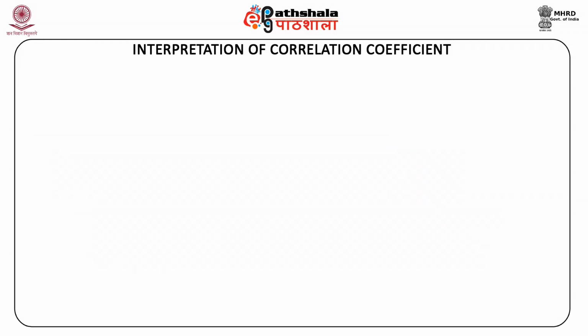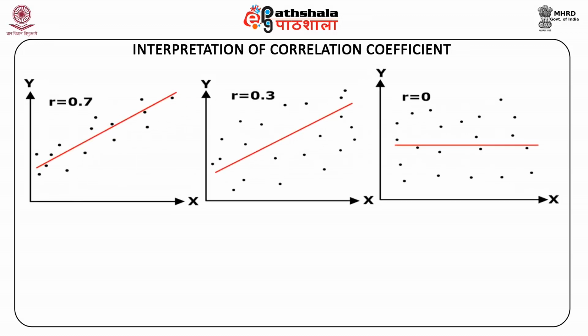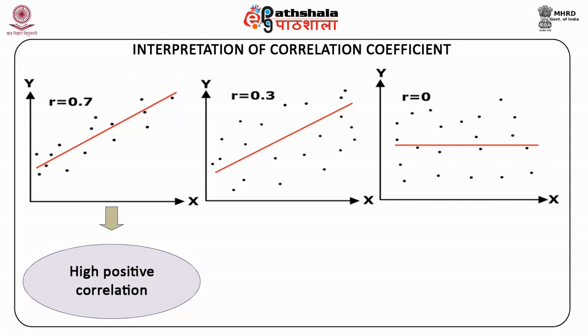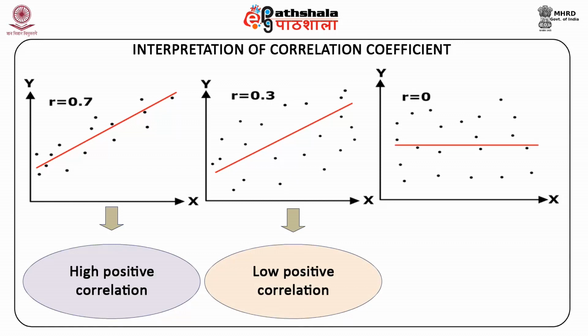We shall understand correlation coefficient graphically. The figure shows the scatter of the data points around the line of best fit under various cases of different values of correlation coefficient. In the panel, the correlation coefficient shows a positive relation, with value 0.7 indicating high positive correlation and value 0.3 indicating low positive correlation. A value equal to 0 shows no correlation between the variables x and y.